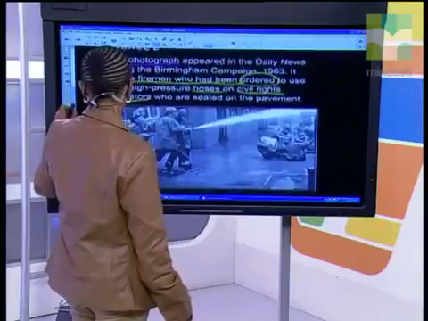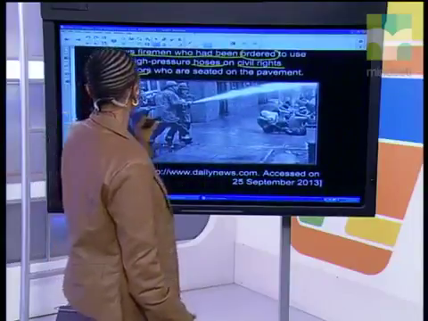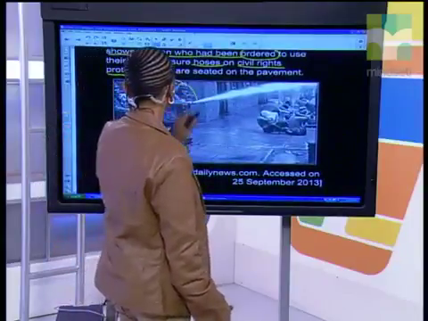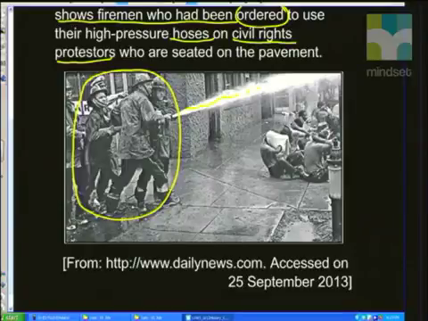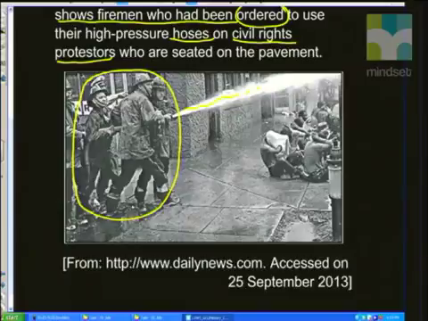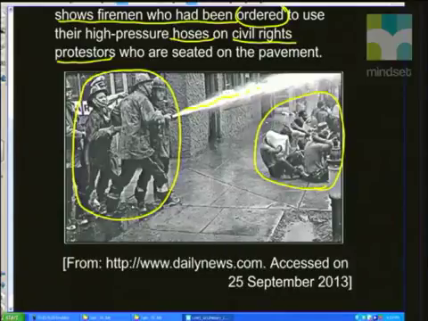So you look at your photograph, you can see this side, you've got your firemen, and you can see the water there going all the way. And then it tells you that the civil rights protesters are seated on the pavement. So now you can see the pavement there. So there are the civil rights protesters there.